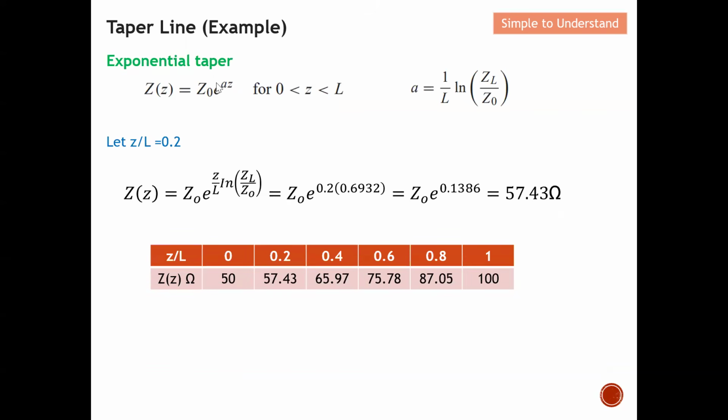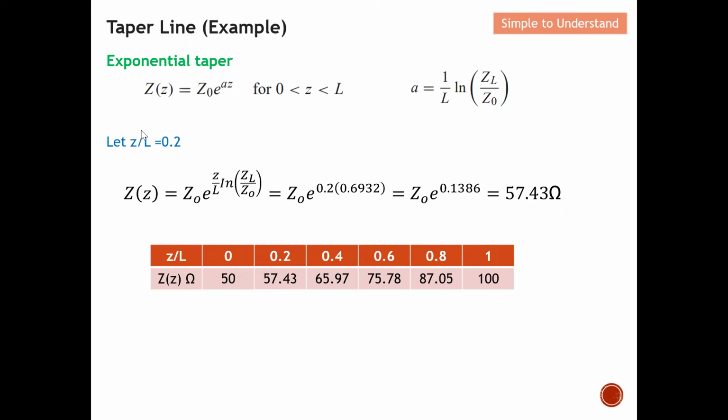So this is the equation to calculate for the exponential taper line. So this A is equal to 1 over L, which is the ln of ZL over Z naught here. So over here you can see that I just substitute the A, this thing here. So again, there's a Z over L here. So this is the ln of ZL over Z naught. This term here, I have done the calculation earlier on, which is equal to 0.6932. So I just sub it here.